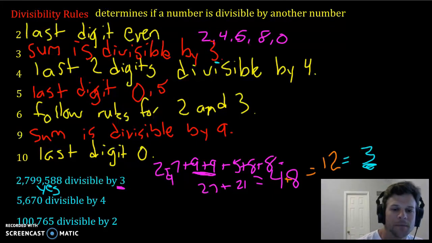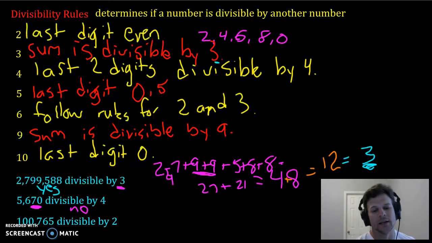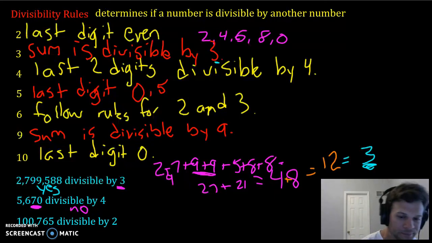5,670, is it divisible by 4? Well, the rule for 4 is to look at the last two digits, 70. Now the last digit is even, so the entire number is divisible by 2, but for 4 we have to check the last two digits combined. Now I know that 4 goes into 40, 4 goes into 60, 4 goes into 80, but it does not go into 70, so no, this number is not divisible by 4. Okay, 4 goes into 60, and then it goes into 64, 68, 72, so it skips over 70.